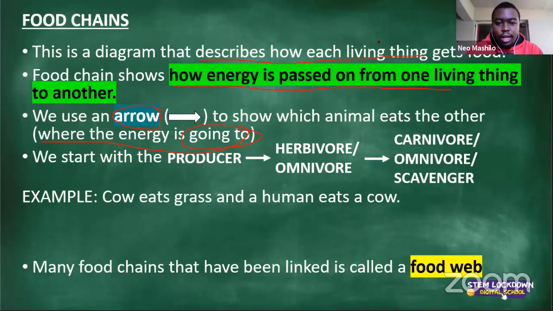In a food chain, you will always start with the producer. Remember what I said the producer is? Which one is the producer? What do we mean when we talk about a producer?